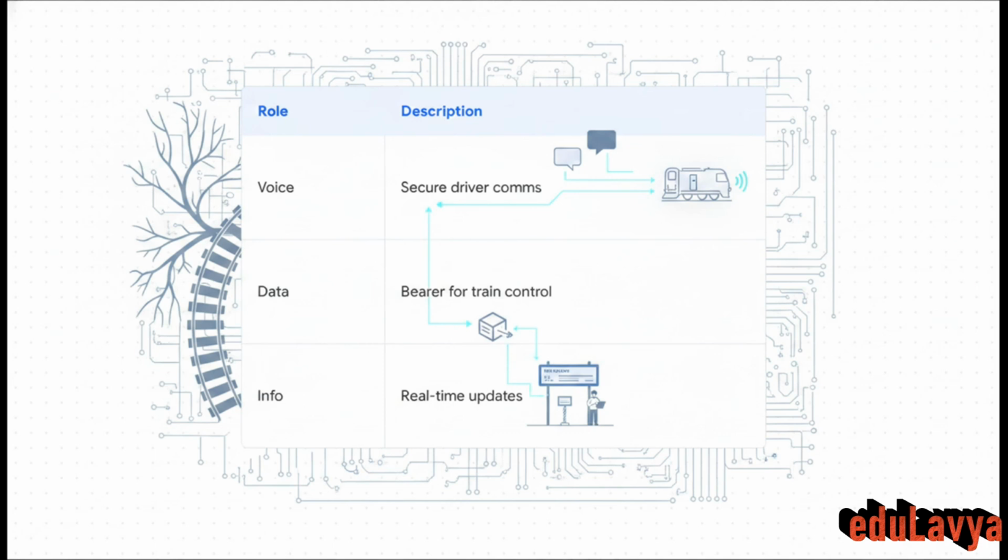It handles operational voice, which ensures secure, clear communication between drivers and signalers. It carries signaling data, acting as this invisible bearer service for all those modern train control systems we just talked about. And of course, it manages passenger information, keeping the stations updated in real time. The telecoms network touches every single subsystem. It is the vital data highway that prevents a total system-wide breakdown.